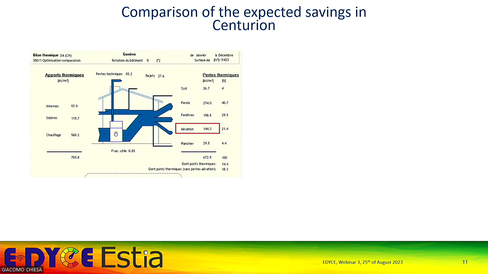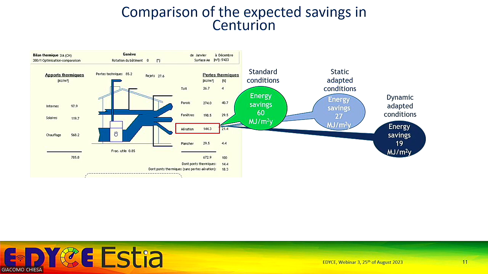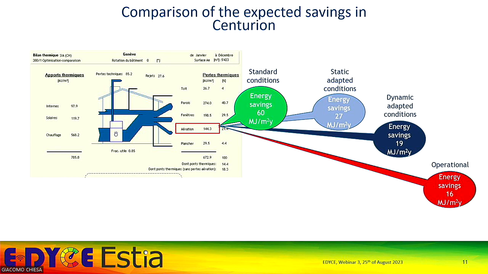So if we look at what we actually expected from the building, and what were the energy savings expected. If we look at the standard value, we would have expected something like 60 megajoules per square meter. Then if we use the static simulations, but with adapted conditions, we would have expected 27 megajoules per square meter, so it's already reducing by 2. And if we go to dynamic calculation, then it goes even down to 19 megajoules per square meter. And what we measure is actually this 16.